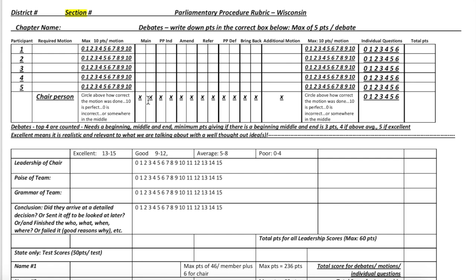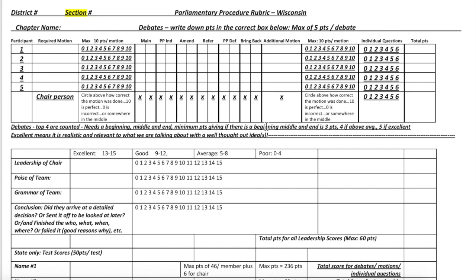Next portion is debates. So these boxes will all be used for debates. Each member is required to do 4 debates. Top 4 counted. They can do more than 4 debates if they'd like to, but only 4 get counted. All of them get scored, however. So debates need a beginning, middle, and end.